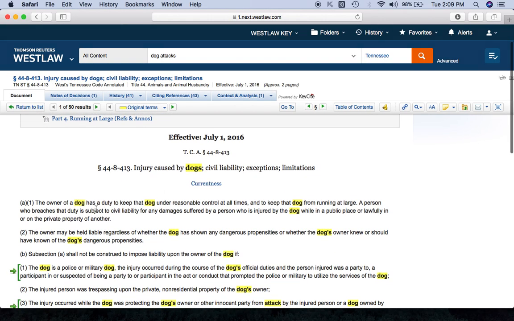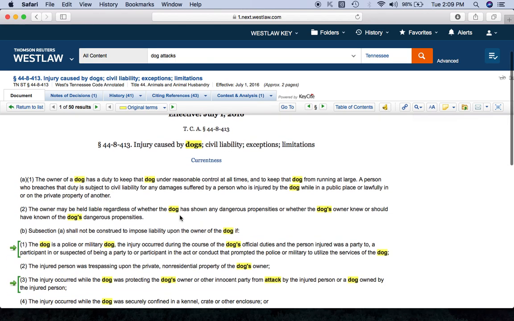And it says the owner of a dog has a duty to keep that dog under reasonable control at all times and to keep that dog from running at large. A person who breaches that duty is subject to civil liability for any damages suffered by a person who is injured by the dog while in a public place or lawfully on the private property of another. And then it also says the owner may be held liable regardless of whether the dog has shown any dangerous tendencies or knew or should have known that the dog could be dangerous.